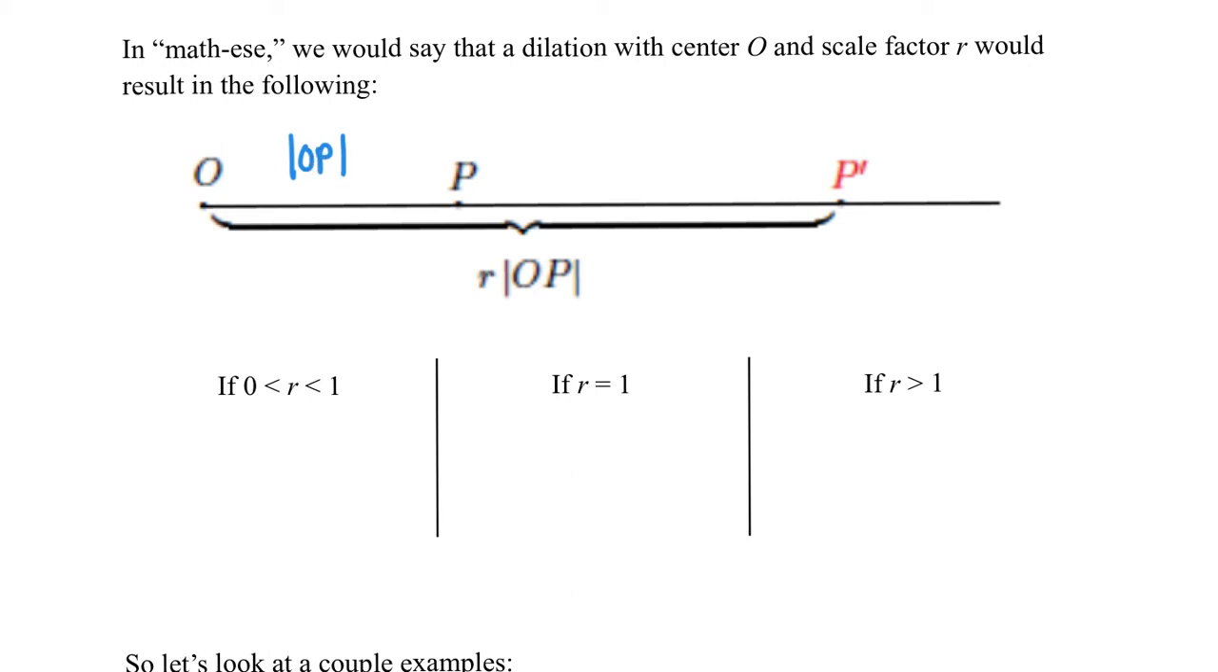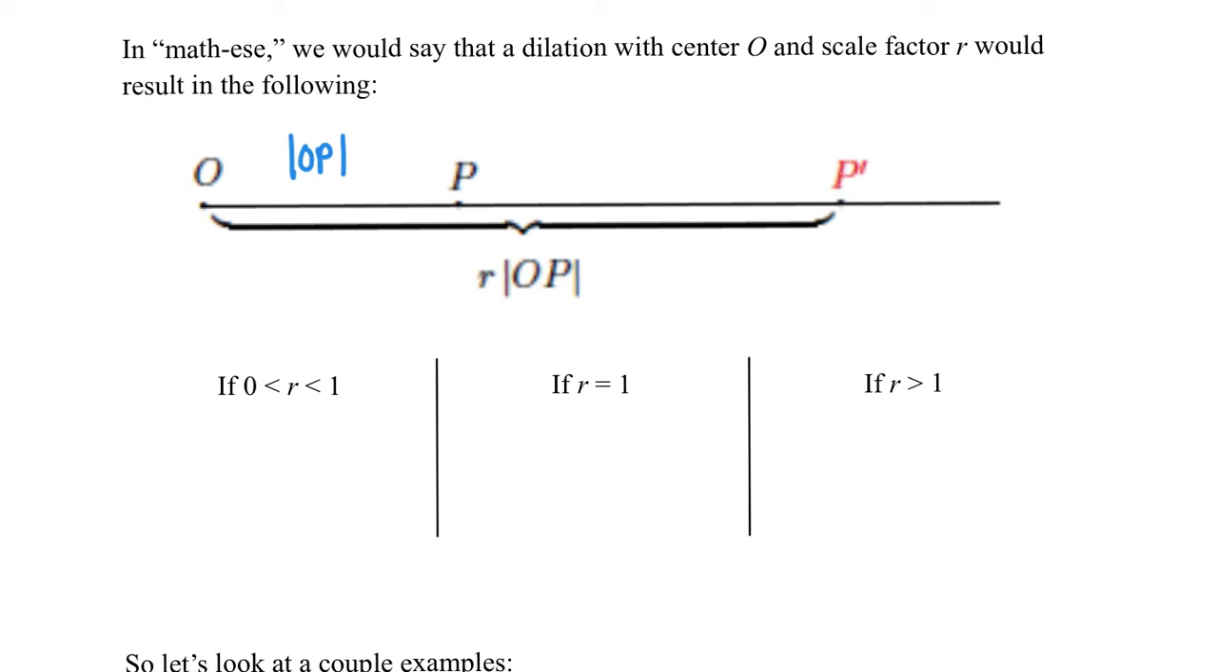Now, when I dilate point P by some scale factor, the scale factor is r, what we're going to do is we're going to take the length of OP and we're going to multiply it by the scale factor, and that moves P prime away from the center. Or in some cases, it actually moves it towards the center. We're going to talk about that in just a second. So we take the distance from some center to a point, and we multiply that distance by r. And that's how we get our dilated point.